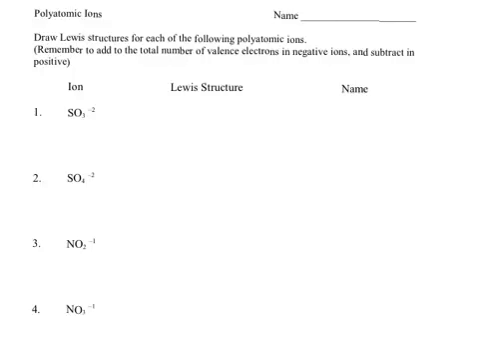Okay, so here's a trick with polyatomic ions. You have to look here where it says, remember to add to the total number of valence electrons in negative ions, because the way you make something negative is by giving it extra electrons. So let's take a look at number 1.